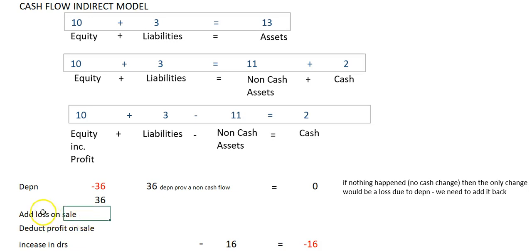Similarly, our loss on sale there, that is not a cash flow. There may be cash flows involved in the loss on sale, but the actual loss itself is not a payment. So we've had this as a deduction from our profits, and we need to add it back in. Similarly, if we make a profit on sale, profit is not an actual payment. Therefore, it's increased our profits, the profit on sale. We therefore need to deduct it and reverse that entry.